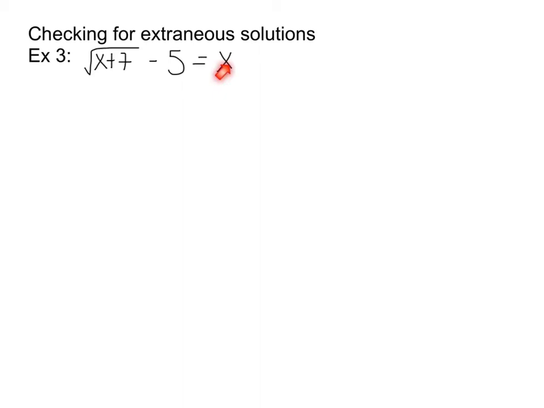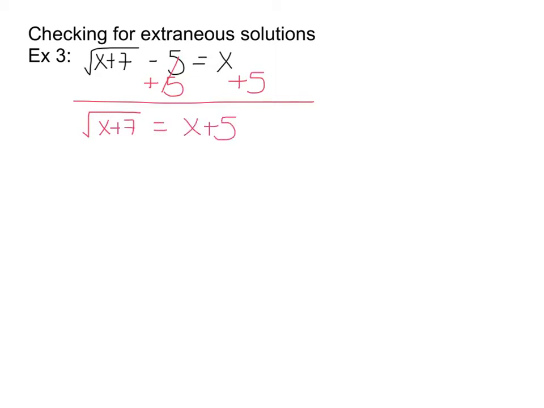So again, get everything away from your radical or everything away from the thing that has the exponent. So to move -5 to the other side, we add 5. So that gives me the square root of x plus 7 equals x plus 5. To undo the square root, you square both sides. Now you have to be very careful when you square the right-hand side. That means that you need to FOIL x plus 5 times x plus 5.